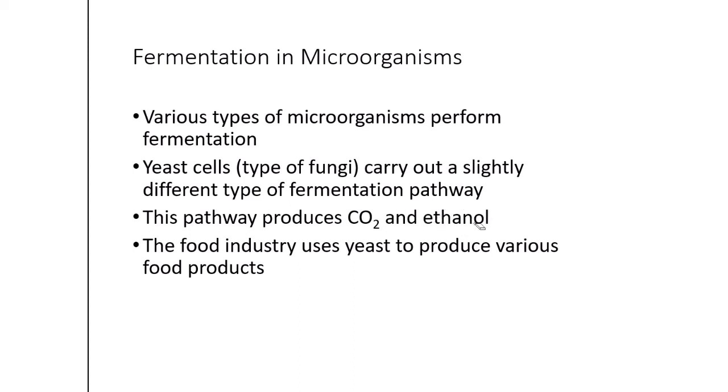There are different types of alcohol, right? Not all alcohols can be consumed, right? You have rubbing alcohol, which is isopropanol. You can't drink that stuff. Okay. You have methanol, right? You also cannot drink that stuff. Okay. So the only alcohol that's consumable without being toxic to the body is ethanol. Okay. So because it generates carbon dioxide and ethanol, the food industry, of course, uses yeast to produce various food products, including wine and bread.